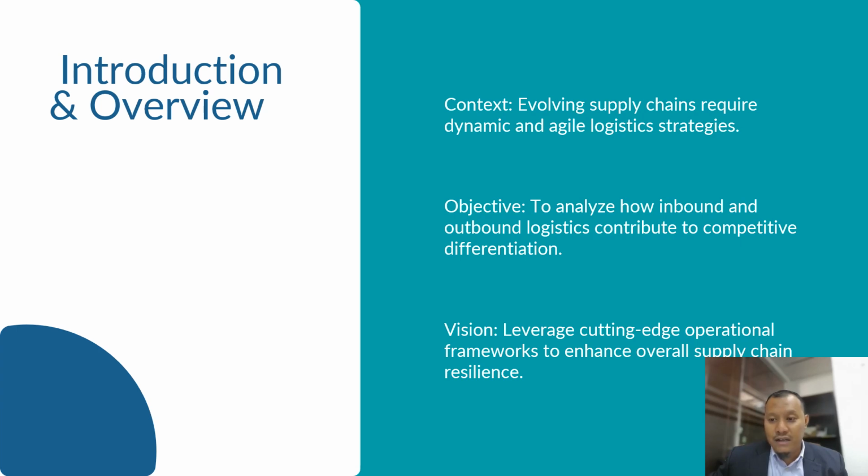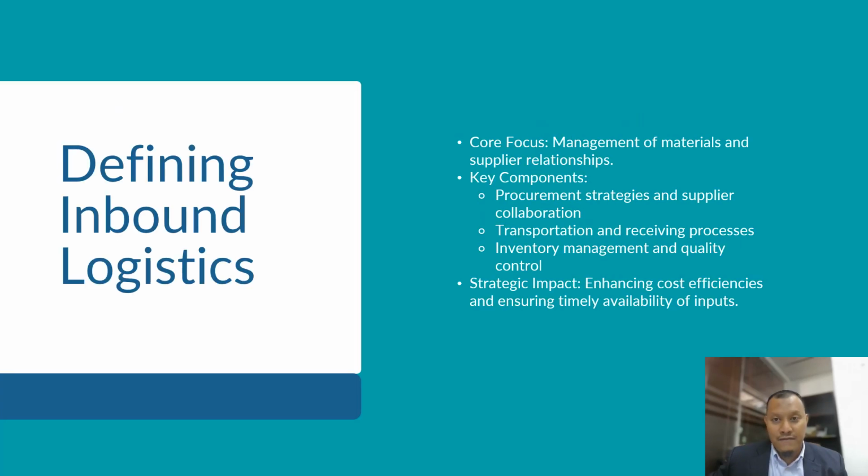Let's go to the definition of inbound logistics first. In defining inbound logistics, we look at the management of material and key supplier relationships. The key components of inbound logistics are procurement, strategies, and supplier collaboration. We buy something from the supplier and then they send it to us. That's what we call supplier collaboration here. We collaborate with the supplier to send us whatever product we order from them.